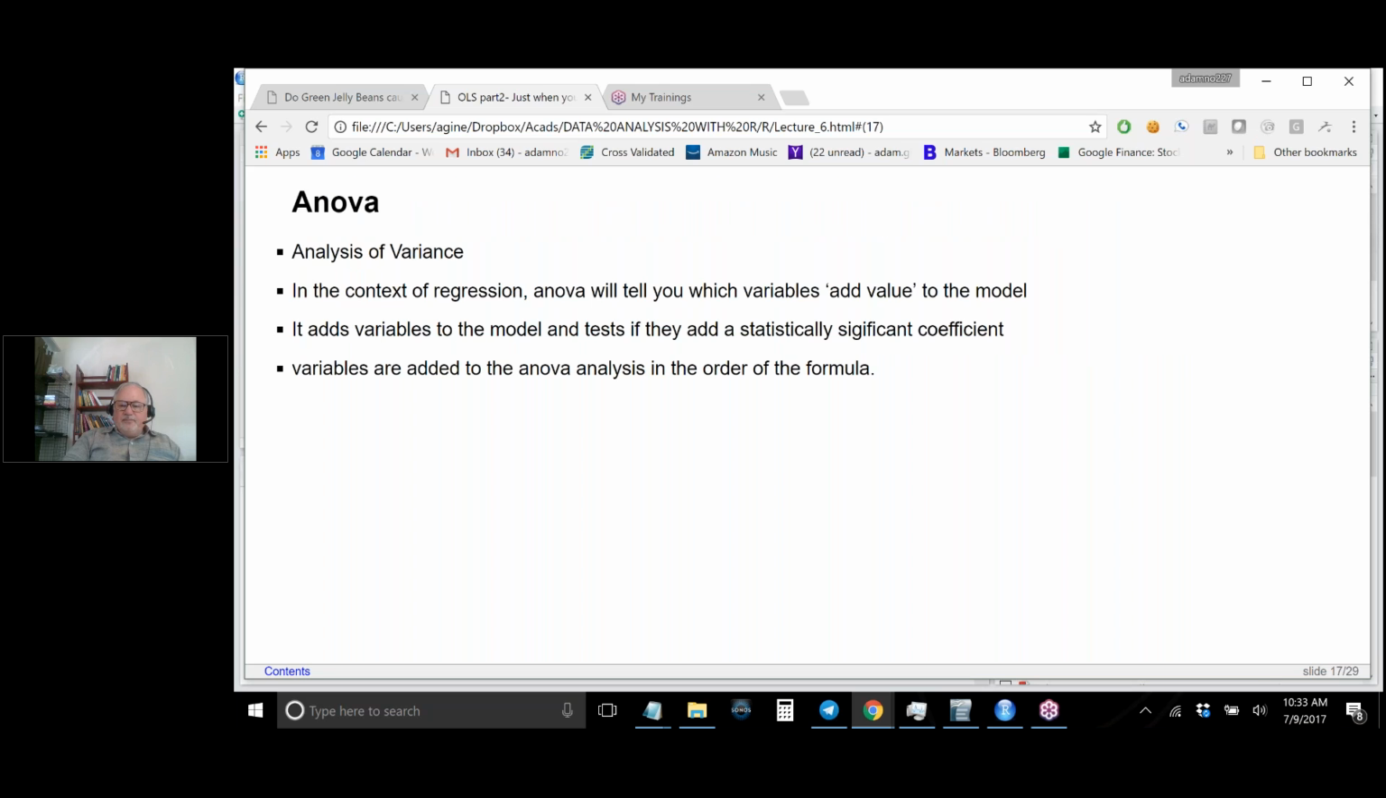All right, I promised that I would discuss ANOVA, and so I want to briefly talk about that. ANOVA stands for analysis of variance. It's a thing in and of itself, but in relation to regression, ANOVA will tell you whether adding more variables to your model is going to add statistical value. So it adds variables one at a time to your model in the order that you've given them, and tests if they are statistically significant. And as I said, variables are added to the ANOVA analysis in the order of the formula.